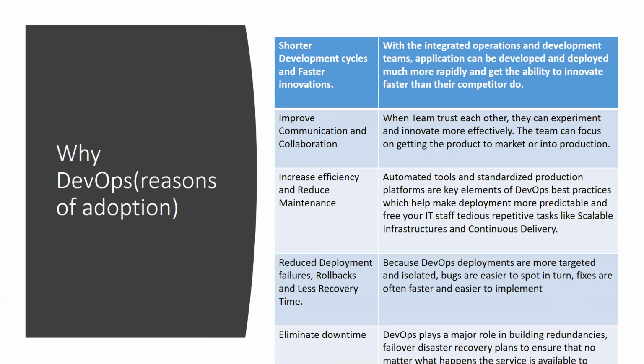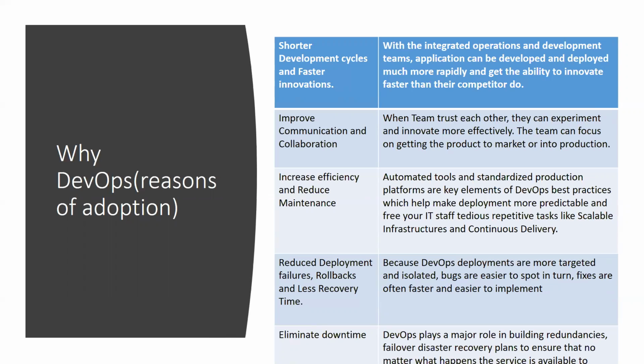Increased efficiency and reduced maintenance. Because most of the things are automatic, human intervention is very low. With the help of DevOps best practices, we can make our deployment more predictable and free of bugs, and we can reduce the repetitive tasks we were doing without DevOps.